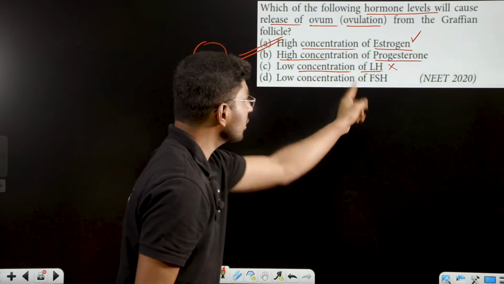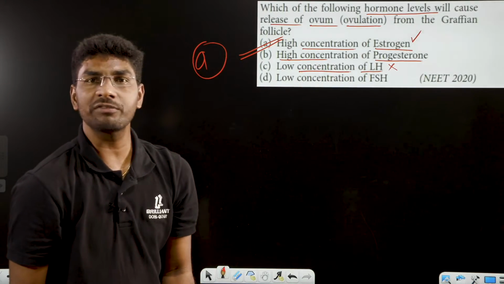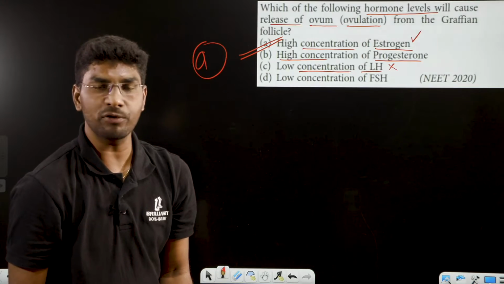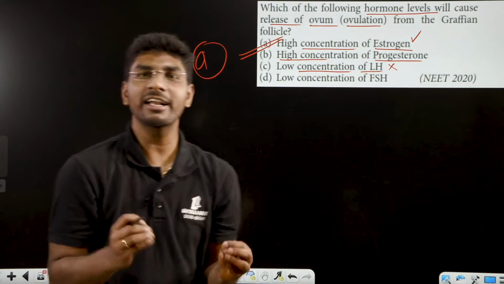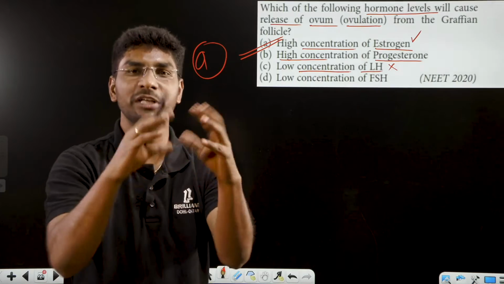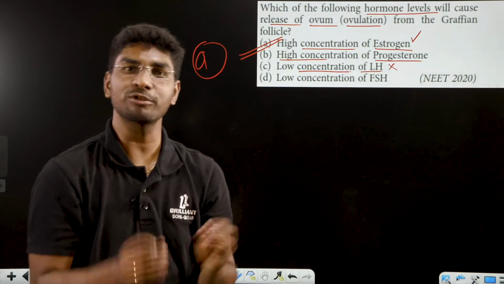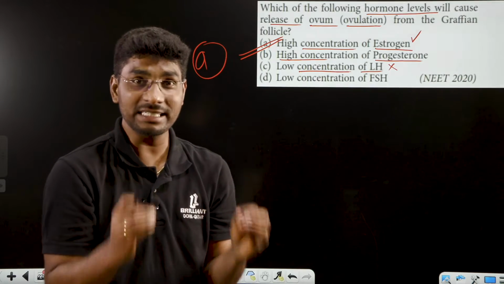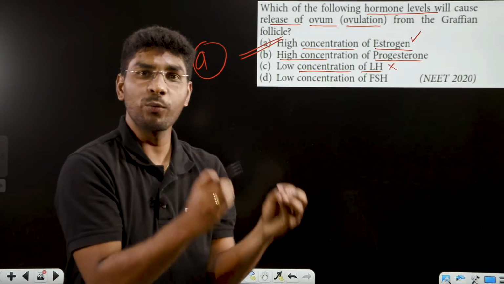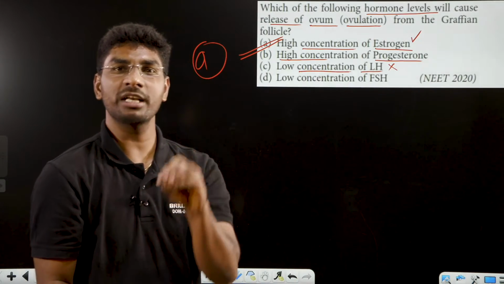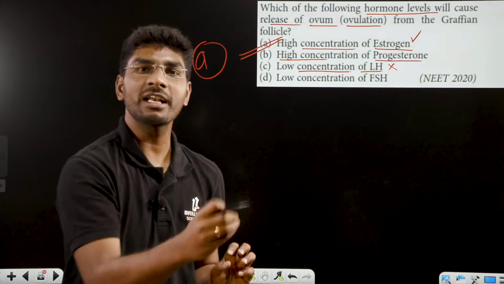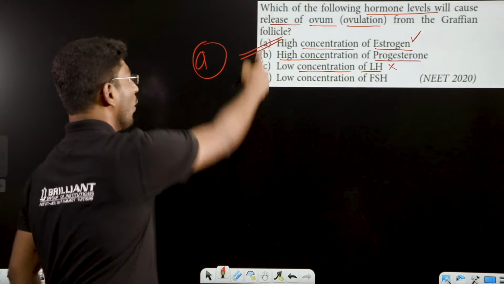Last option, low concentration of FSH. Low concentration of FSH does not influence the Graafian follicle. So the right answer is, under the influence of two hormones, the matured Graafian follicle ruptures and releases the secondary oocyte. This process is called ovulation. So we can easily say that ovulation is controlled by the pituitary hormone LH and the ovarian hormone estrogen. So our answer is option A.